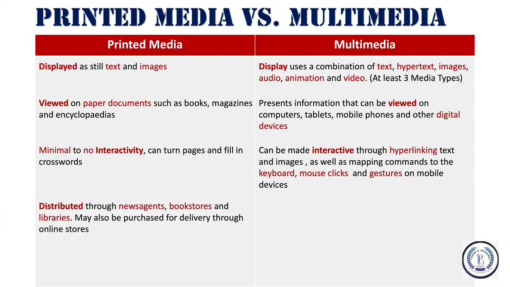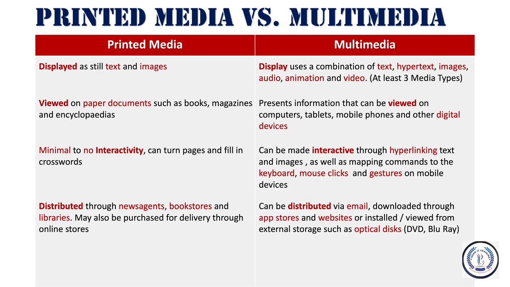Printed media is distributed through newsagents, bookstores, and libraries, and can also be delivered through online stores and subscription services. Whereas multimedia is distributed via email, downloaded through app stores and the internet, and installed through external storage such as DVDs and Blu-ray.